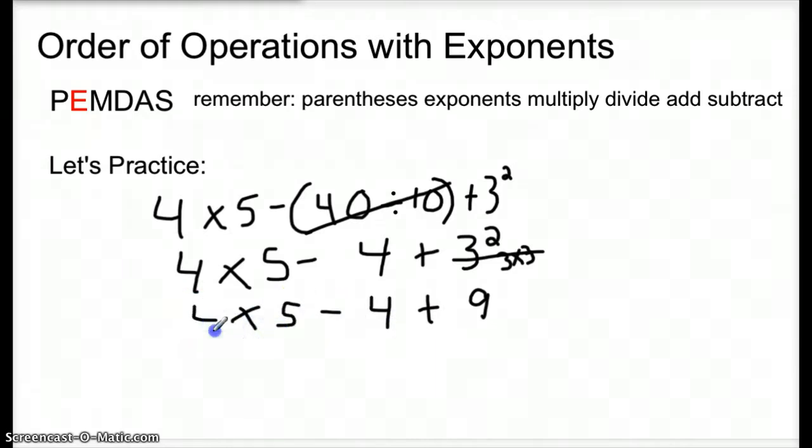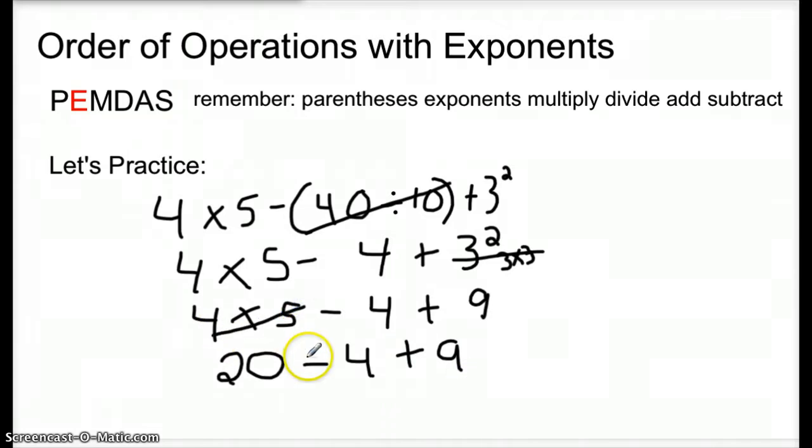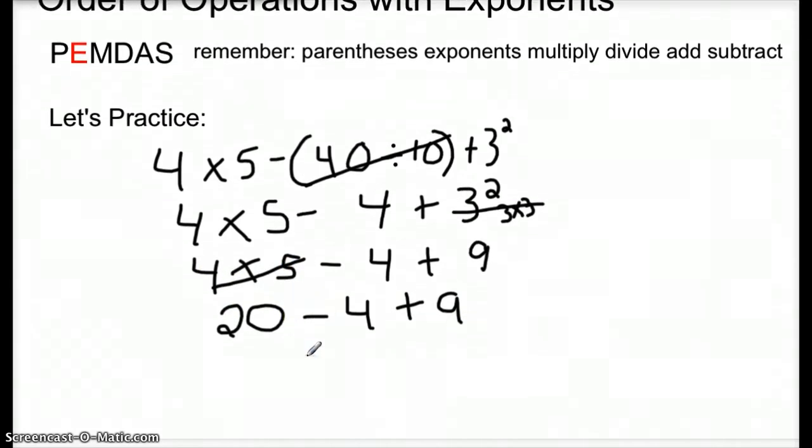So now I have 4 times 5 minus 4 plus 9. I go back to my order of operations. Here are my rules. I need to look at what's next. I see that I don't have parentheses down here or exponents, but I do have multiplication. So I'm going to do 4 times 5, which is 20. And I'm going to keep all of these pieces of my problem. I'm going to get rid of the 4 times the 5 because that is finished.